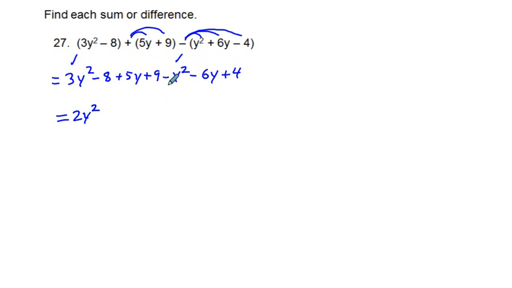Then we have the y's, so we have 5y minus 6y, which is going to end up being minus y. And finally we have negative 8 plus 9 plus 4. Negative 8 plus 9 is 1, plus 4, that's going to be plus 5. A lot of times I like putting a check mark up here to keep track of everything. You can see there are a lot of terms to be collected, and the check mark helps me check off these terms as they are used as we go.